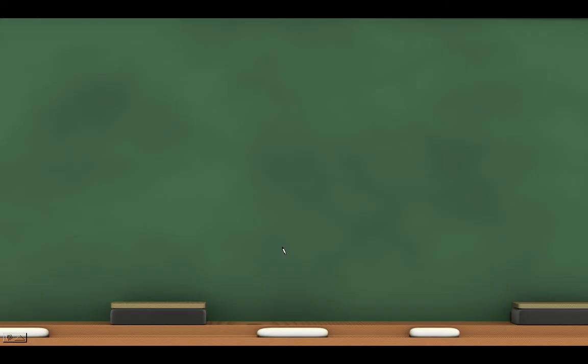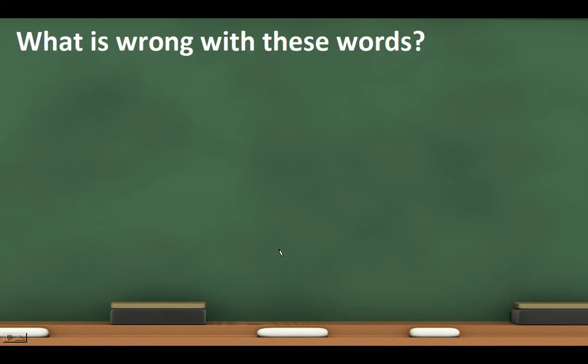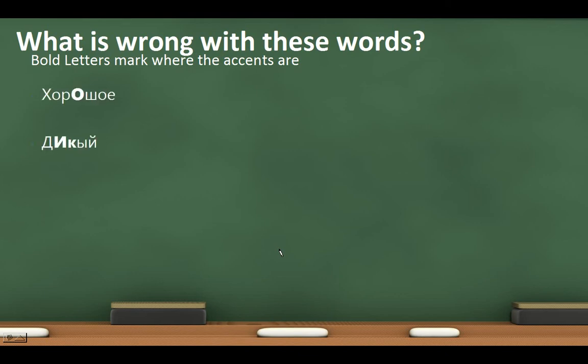So what we're going to do next is some examples. So I'm going to give you a couple of words, and I'm going to tell you where the accents are. The accents are going to be on the letters that are bigger and bolded. So here are the words. And you tell me what the problem with these words are. And I'll give you 5 seconds.